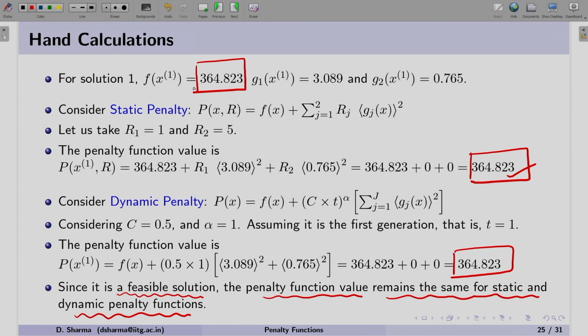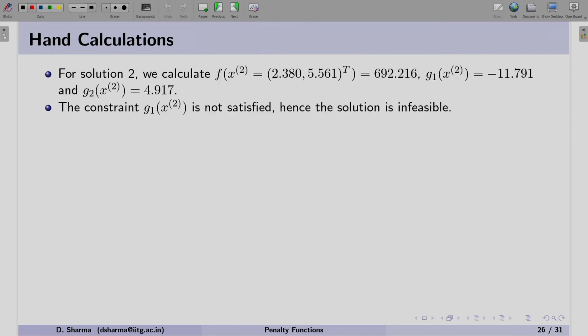So that is a good point, that if the solution is feasible, then we are not going to add any kind of penalty to the solution. Let us take a solution 2. I will be discussing different kinds of situations or scenarios. So scenario 1 was that solution 1 was a feasible one. Now let us take a solution 2.